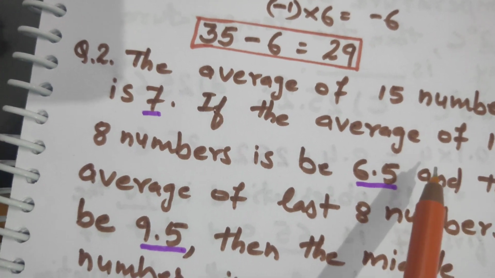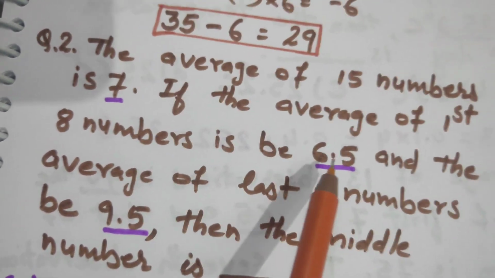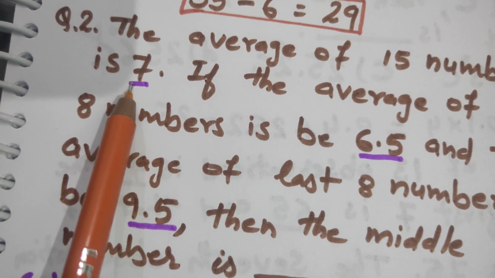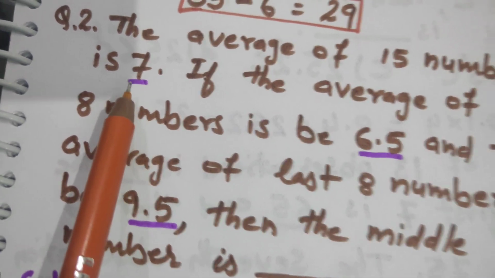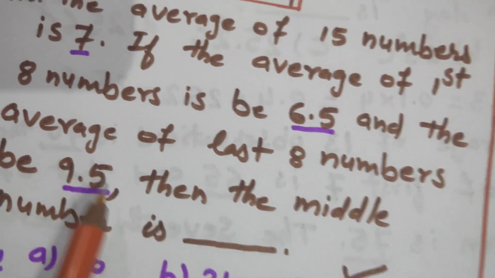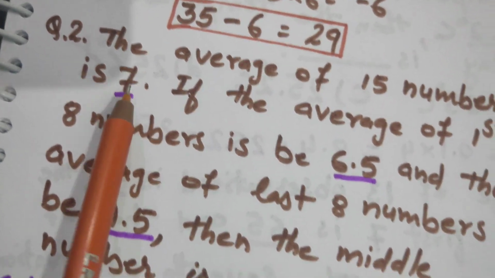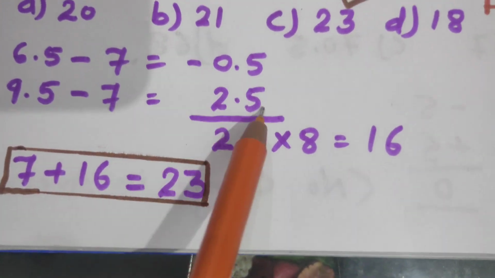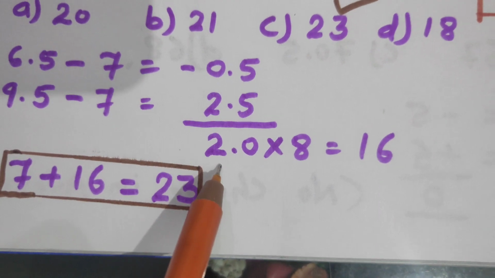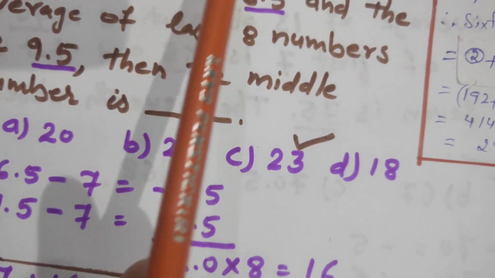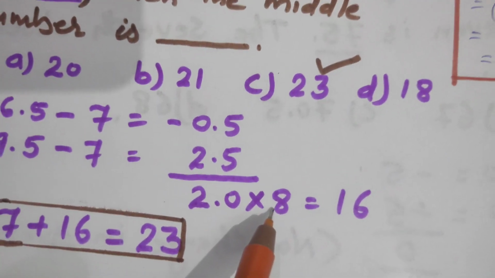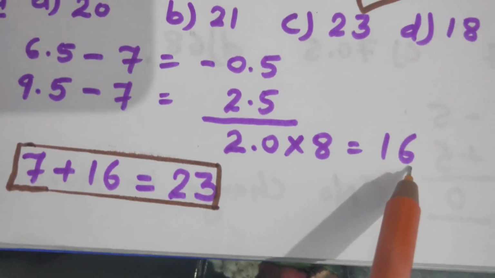So what will we do? Yes, very good. 6.5 minus 7 will come to minus 0.5. Then 9.5 minus 7 will come to 2.5. So 2.5 minus 0.5 will be 2. And how many observations are there? First 8 and last 8. So we will multiply by 8, which will become 16.